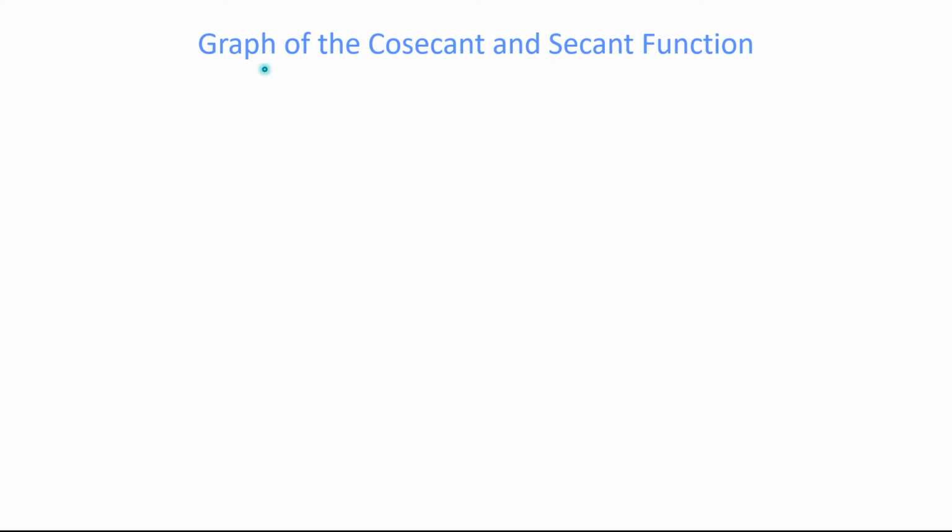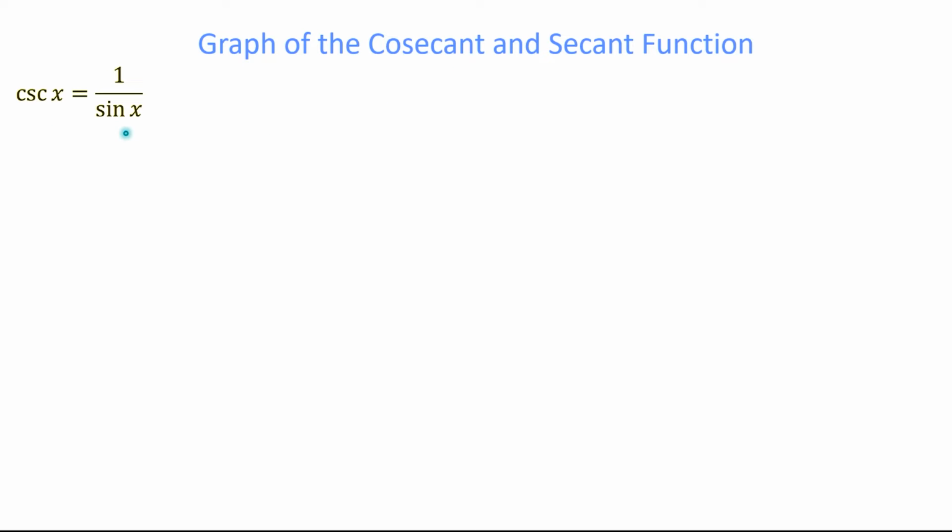In this section, we'll be looking at how to graph the cosecant and the secant function. More specifically, we'll be looking at how to graph the parent function first before we graph any transformations of these two functions.